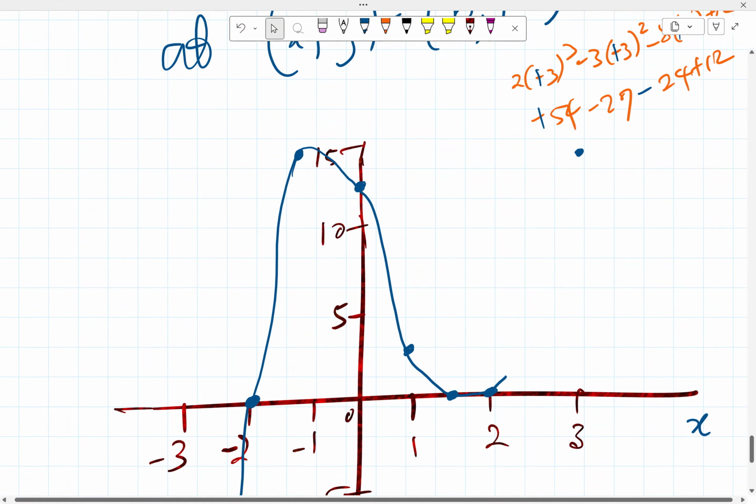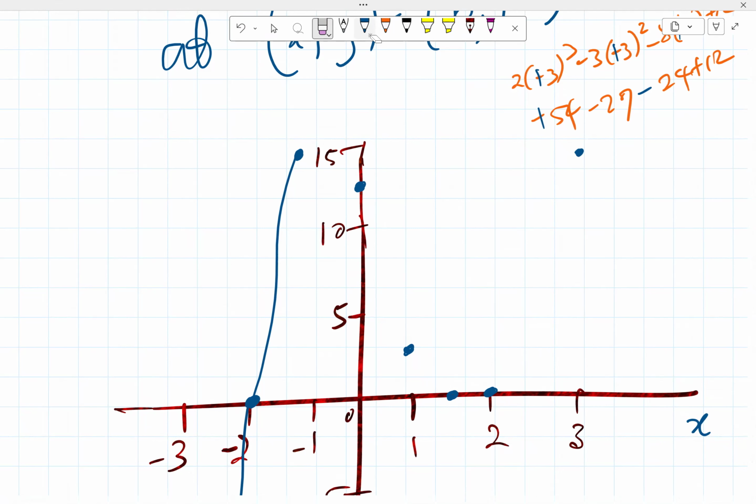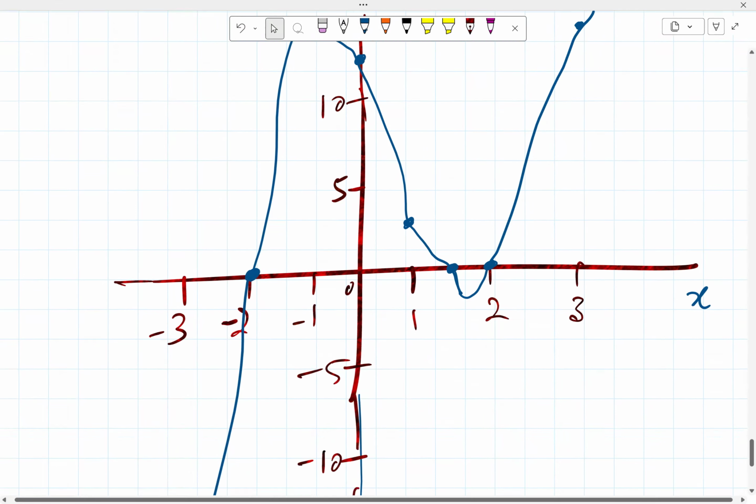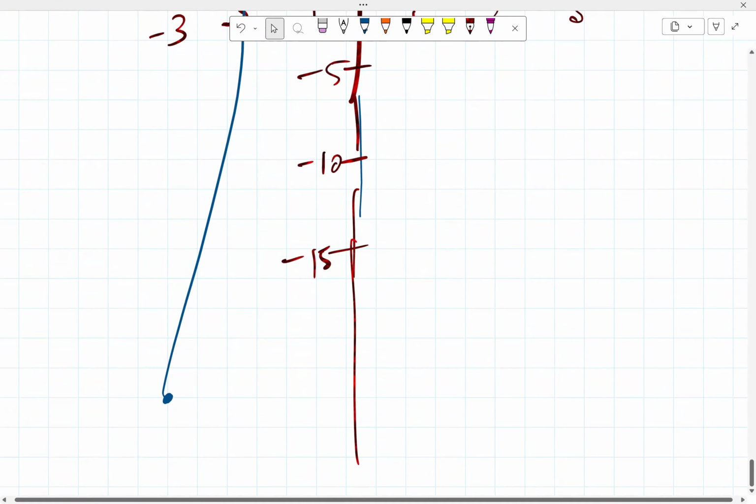Now, because the multiplicity is 1, it has to cross the line. That's where all the information becomes useful again. So one of the solutions is 1 over 1.5, that's 3 over 2. So it has to cross because the multiplicity is 1, and then it goes back like this. So this is what the sketch looks like.